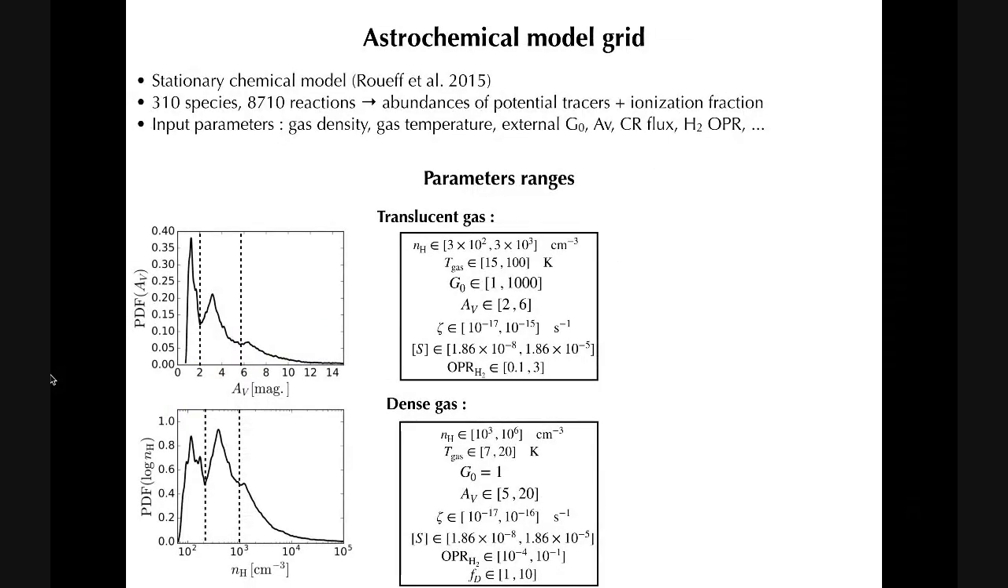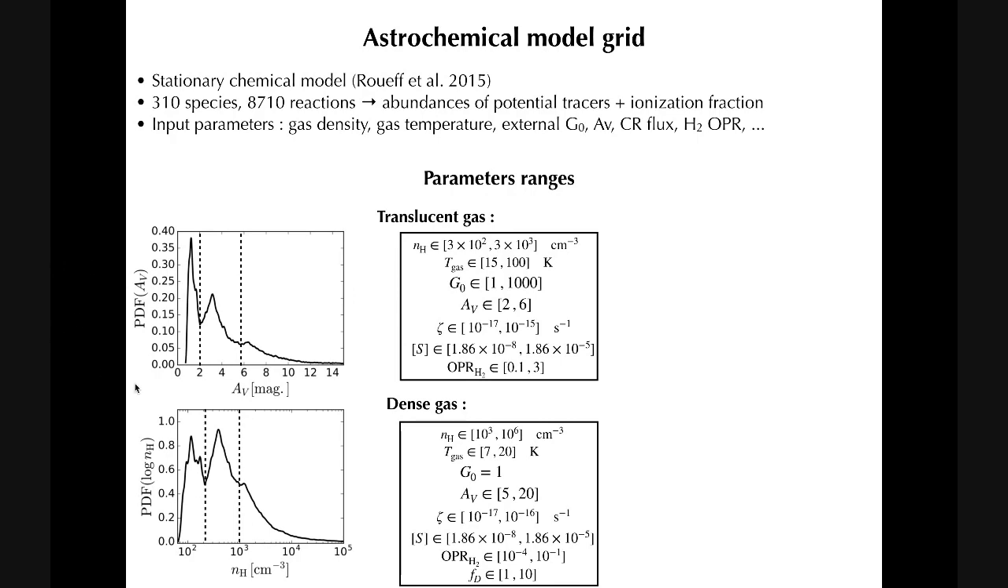So first, the model grids: we use stationary chemical models with a full chemical network with 310 species. We explored a large number of physical parameters. Because we expect that the best tracers might not be the same in different types of conditions, we actually built 2 different model grids, one for translucent gas, so rather low density and low AV regions, and one for dense gas. This corresponds to the usual empirical distinction, but it also corresponds quite well to the different peaks we see in the distribution of the AV in our field in Orion.